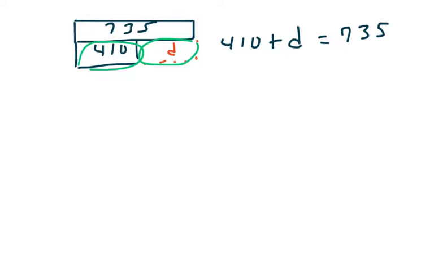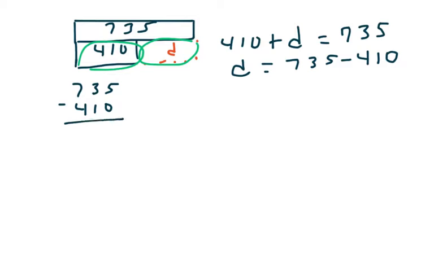Well, you could start guessing at what you think it is, but the easiest way would be that we would have to subtract these. Okay? And if you want to write it down this way, that's fine. 735 subtract 410. So we subtract it. 0 from 5 is 5. 1 from 3 is 2. 4 from 7 is 3. So D would be 325. All right, does that make sense?